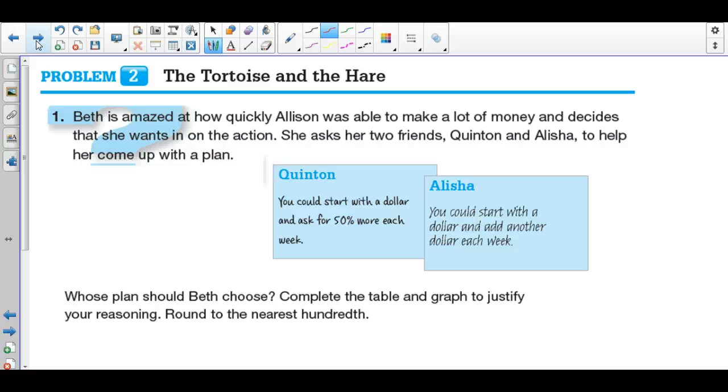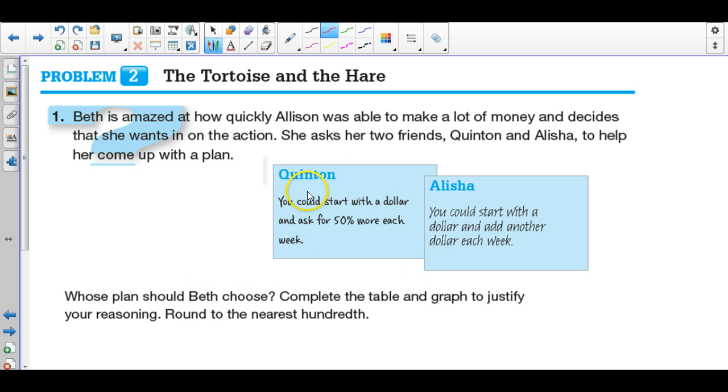Problem 2. So we're going to talk about going in the reverse way. Beth's amazed at how quickly Allison was able to make her money, decides she wants to do this, so she says, you could start with $1, and you could ask her 50% more each week. And then her friend says you could start with $1 and add another $1 each week. So which plan should Beth choose?